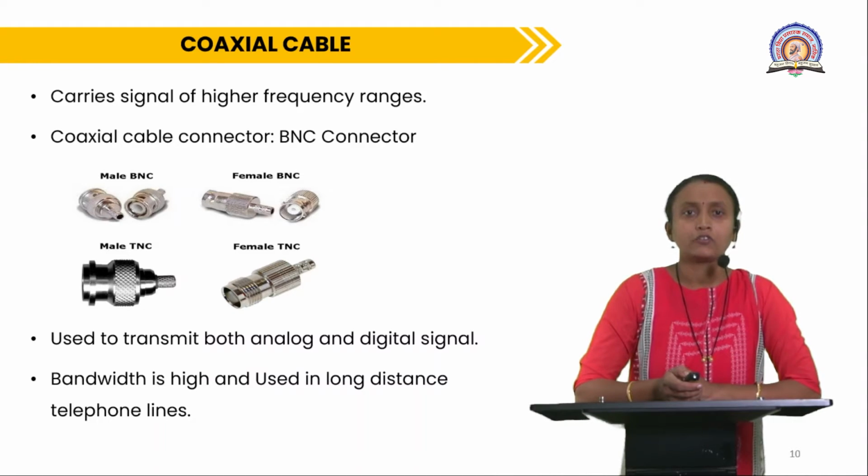Coaxial cable are of two types. First one is baseband cable and the second one is broadband cable. The baseband cable is the 50 ohm coaxial cable which is used to carry the digital data from one point to another point. It transmits the single signal with very high frequency. But the drawback of this baseband cable is that it requires the regenerator or repeater after every 1000 feet.